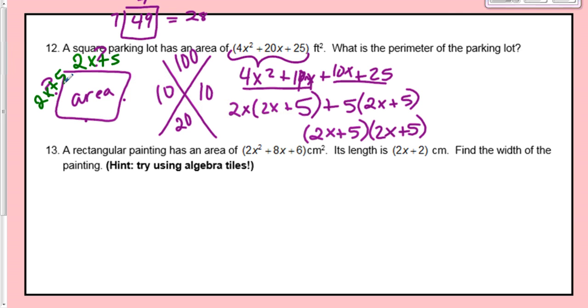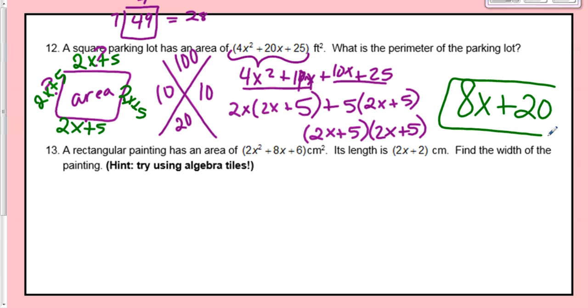But if they're asking me for the perimeter, I need to add all those together, right? And I should go ahead and maybe label these as 2x plus 5 as well. So if I add those, 2, 4, 6, 8 x's plus 5, 10, 15, 20 constants, so 8x plus 20. My final answer. Okay, so factoring helped us to get the side lengths because it helped us to figure out what times what gave me that number.